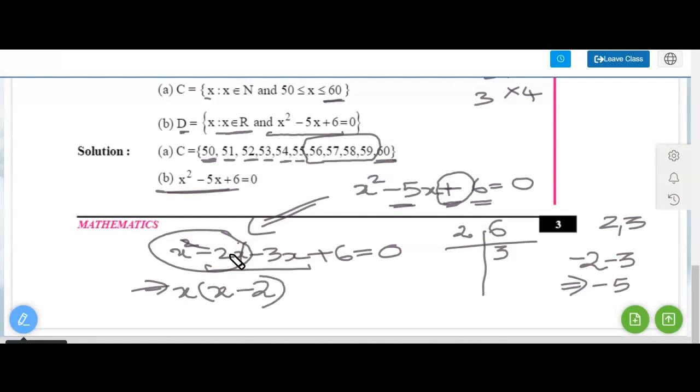Now I will see this portion, that is minus 3x plus 6. From that I am going to take out something that is common. That means minus 3 outside, and plus 2 into minus 3. Can I write it this way? 2 into minus 3.